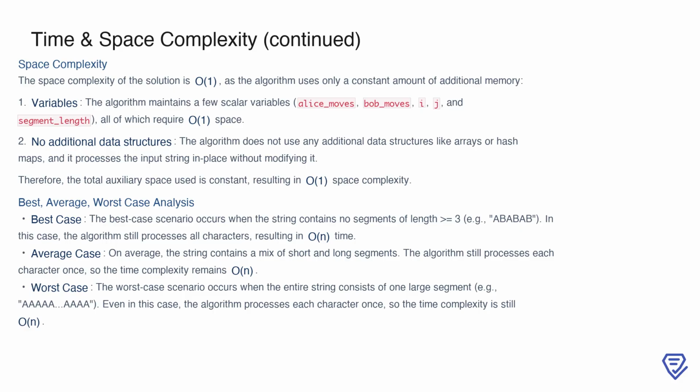In the best case, where there are no segments of length 3 or more, such as in the string ababab, the algorithm still processes all characters once. In the average case, where there is a mix of short and long segments, each character is still processed exactly once. Even in the worst case, where the string is a single long segment such as AAAA, the algorithm processes each character only once. This consistency reinforces the O(n) time complexity.